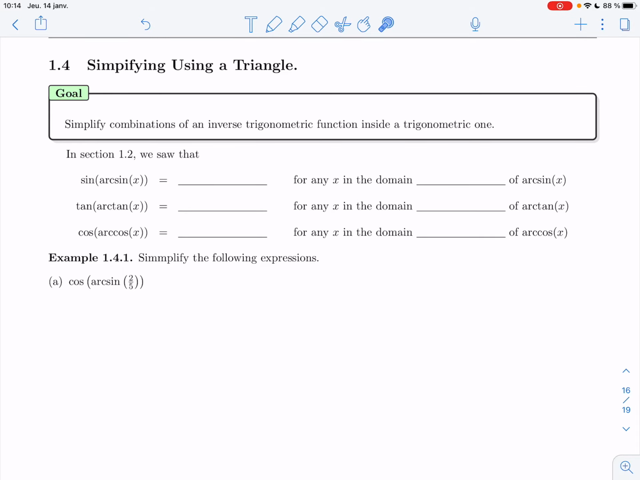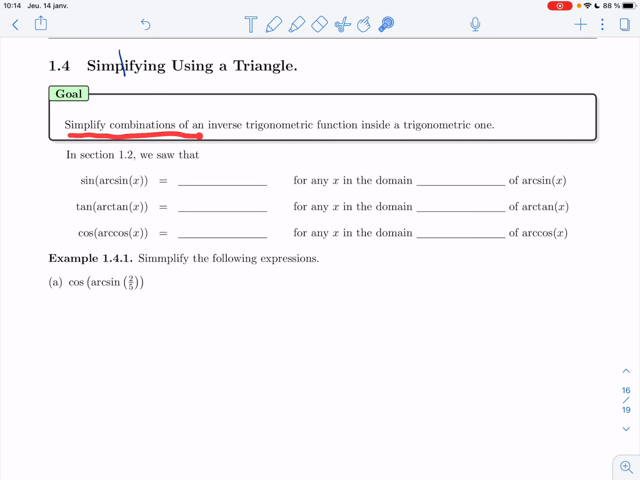All right, welcome to section 1.4. We'll be simplifying using a triangle. Our goal is to simplify combinations of an inverse trig function inside a trig one. So trig of inverse trig, something that looks like that.